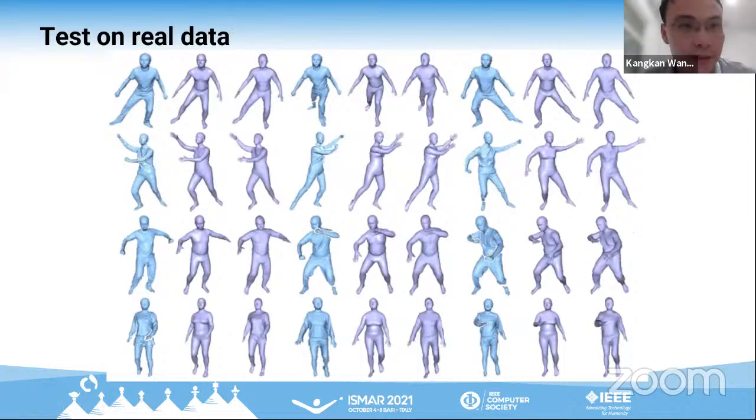We test our method on real data captured by a Kinect. The input is the sampled point clouds from the depth. Our method can robustly and accurately estimate 3D shape, pose and clothing details.